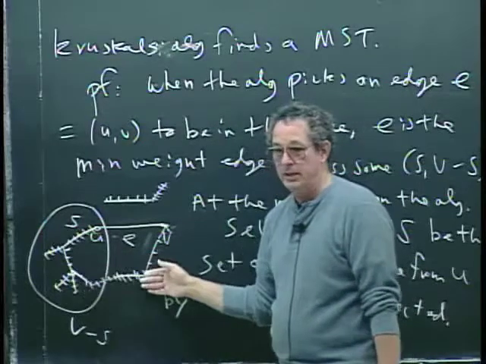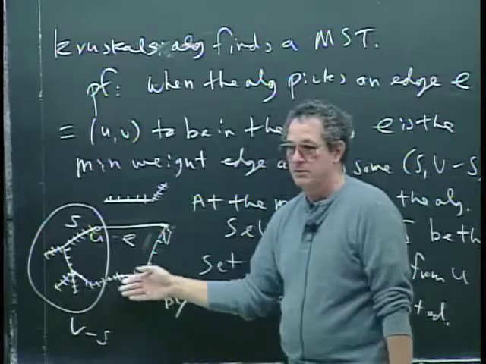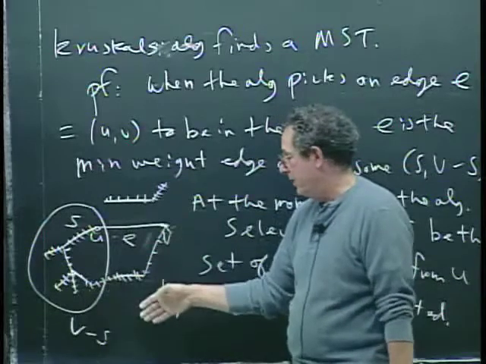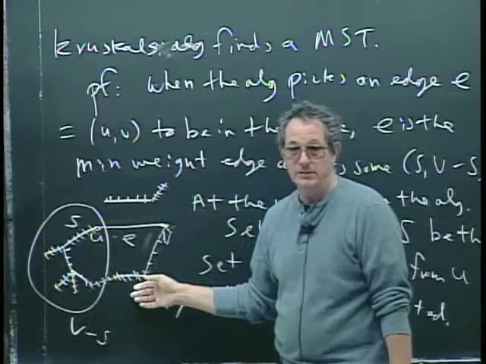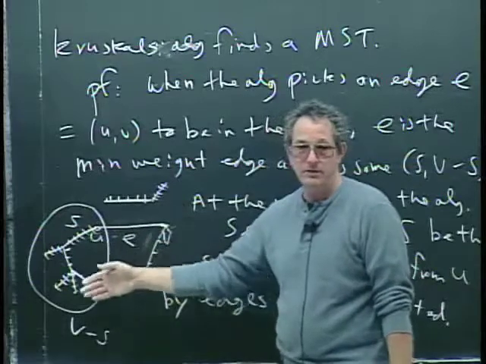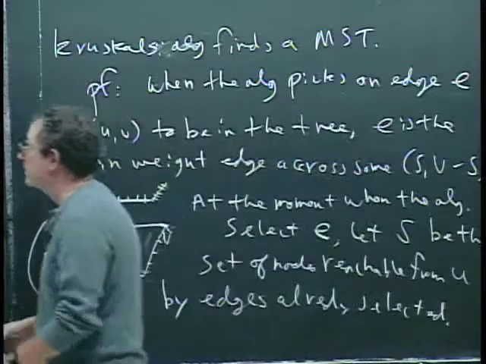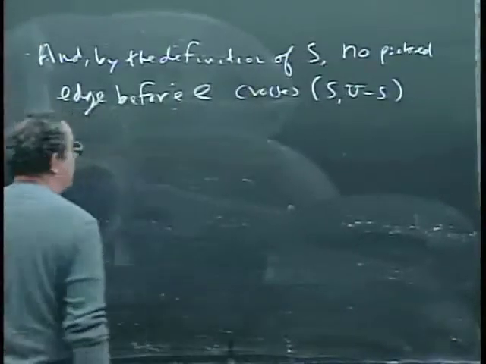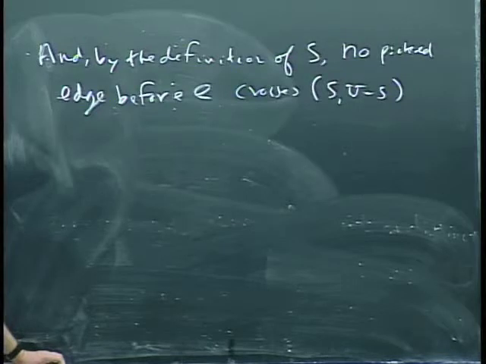it should have been added. It certainly wouldn't have created a cycle, because up to now there's no edge that crosses from S to V minus S anyway. So these are totally disconnected. S and V minus S are disconnected. So adding an edge in couldn't create a cycle. So if there had been an edge that's cheaper than E that crosses from S to V minus S, the algorithm would have looked at it, because it's looking at the edges in order of weight, and the algorithm would have taken it because it doesn't create a cycle.